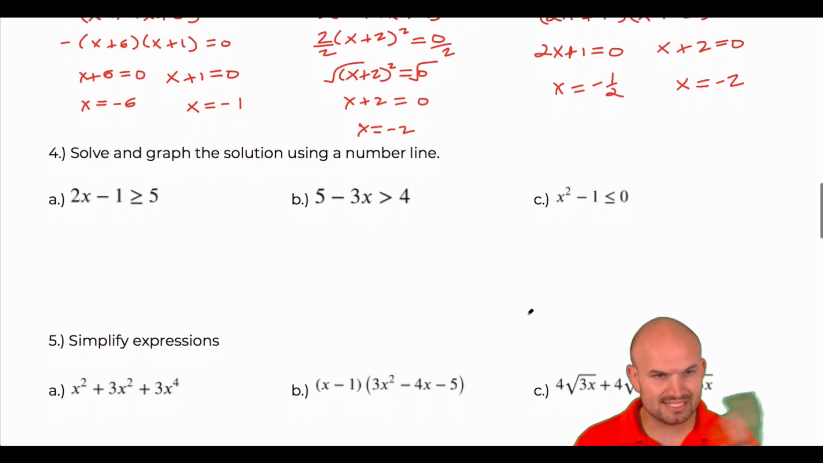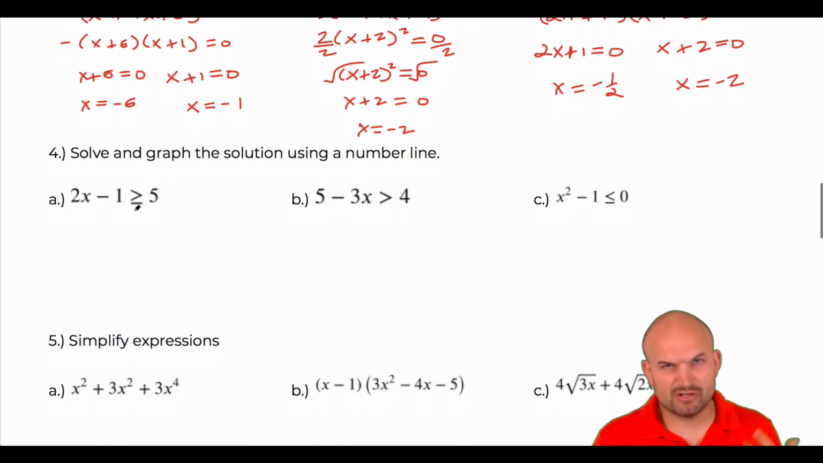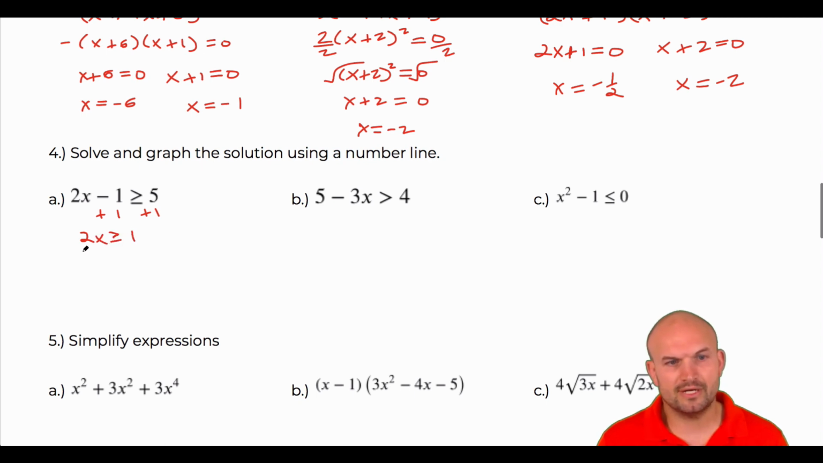And these are all relatively easy ones here. 2x minus 1 is greater than or equal to 5. So again, you could treat this just like an equation. Isolate this x, so we're going to use our inverse operations, kind of basic for us. Add 1, then divide by 2. What happened there? Why did I not get a 6? 5 plus 1 is 6. So therefore, divide by 2. x is greater than or equal to 3.